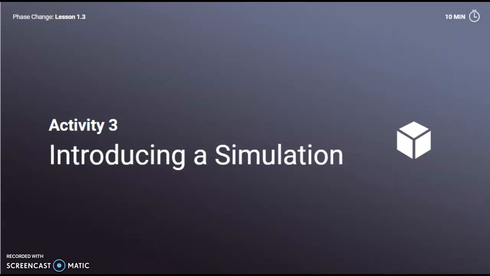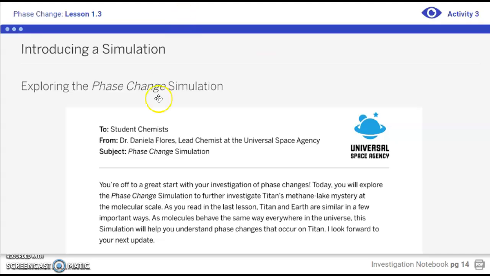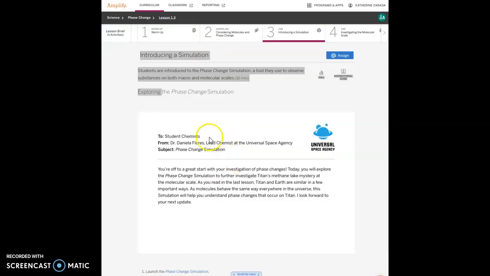Introducing the simulation. In this part, you're going to be using a simulation, and I'm going to hop back to Amplify to read this letter to you. Here's a letter we got as student chemists, since that is our role, from Dr. Flores, the lead chemist at the Universal Space Agency. This is about the phase change simulation you're going to do.